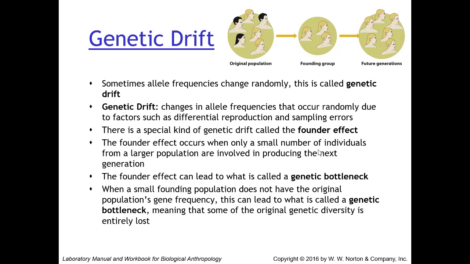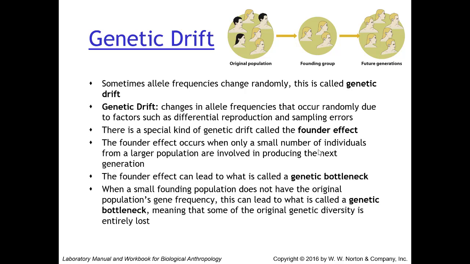So with genetic drift, there's a special kind of genetic drift, and it's called the founder effect. The founder effect occurs when only a small number of individuals from a larger population are involved in producing the next generation. So this can happen for many reasons, right? A major die-off happens, or a group of people leave the original group and start to live somewhere else, right? So say we're taking the group of people leaving and settling somewhere else and reproducing there. So these individuals will then reproduce in isolation from the original population's gene pool.